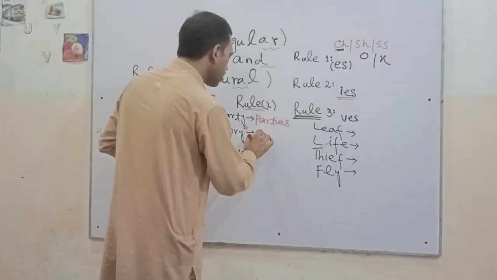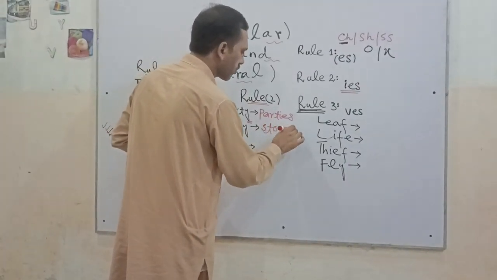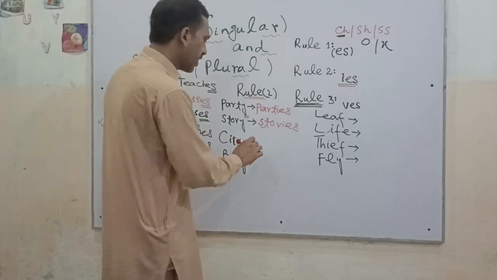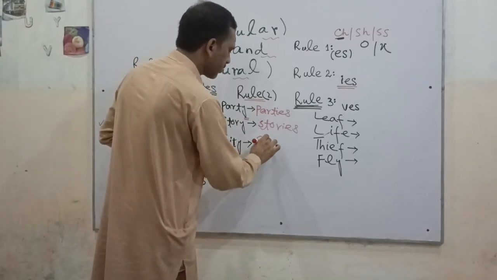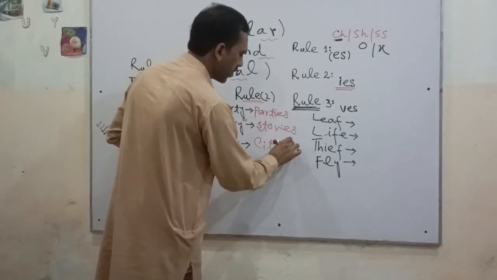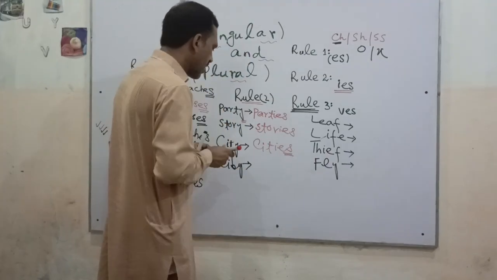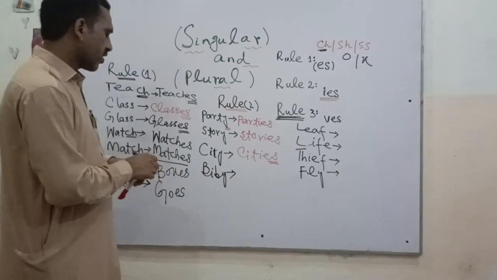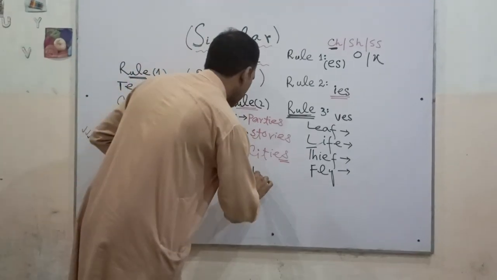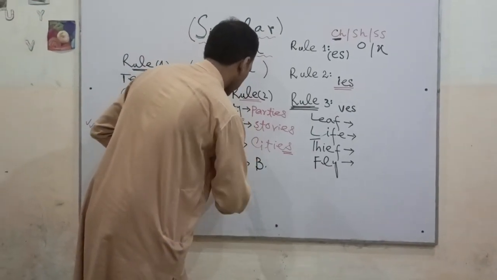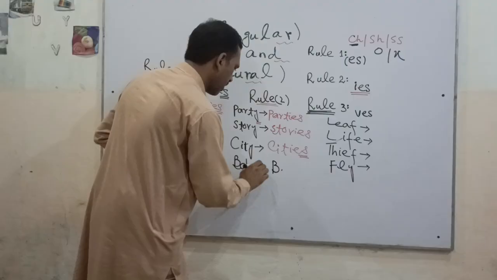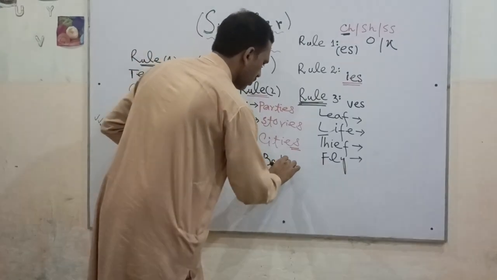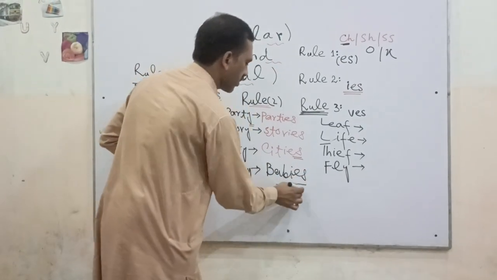Story, as well as stories. City, city becomes cities, we add ies. In the same way we add ies with baby. Baby becomes babies.